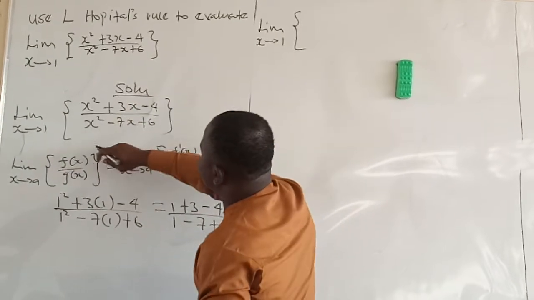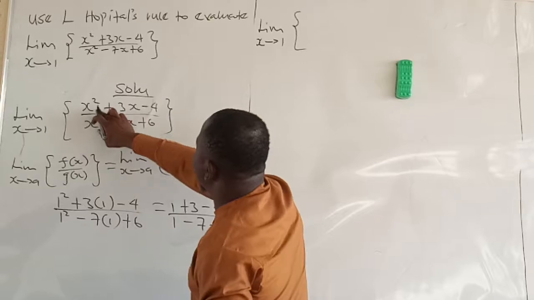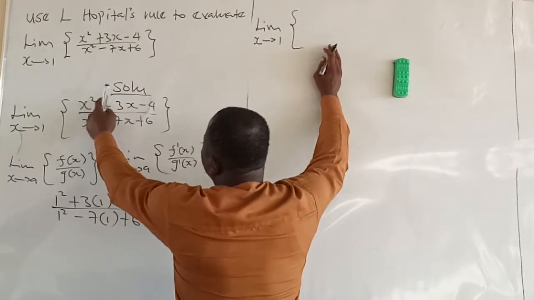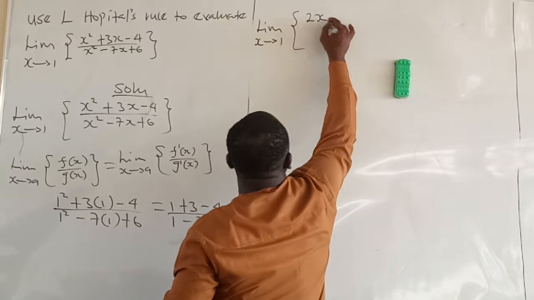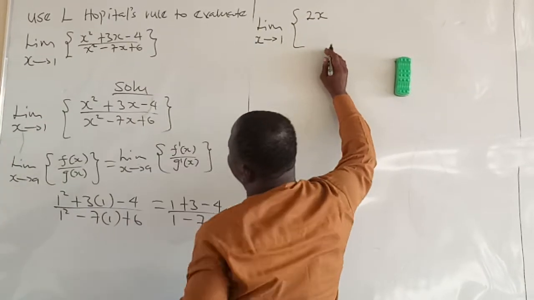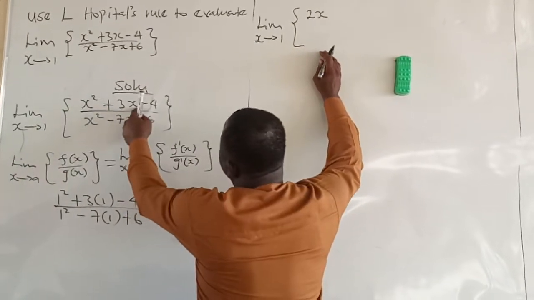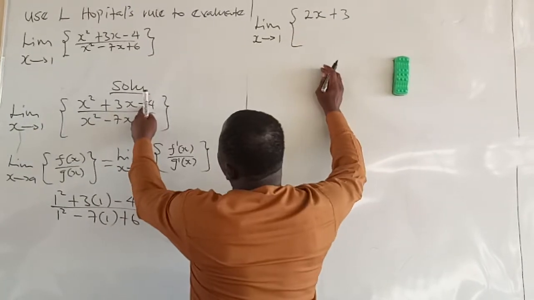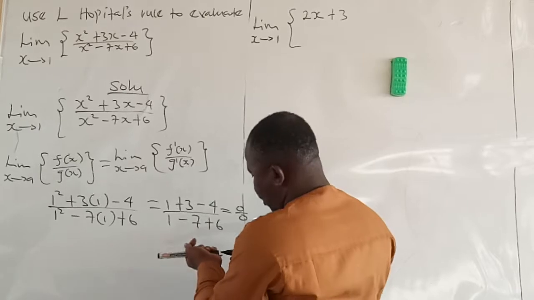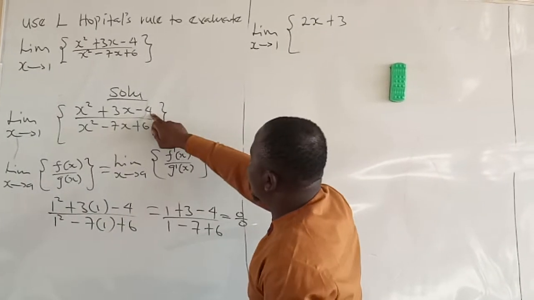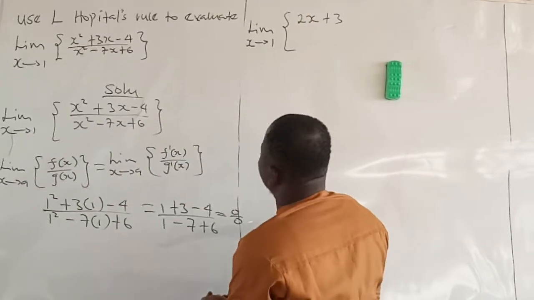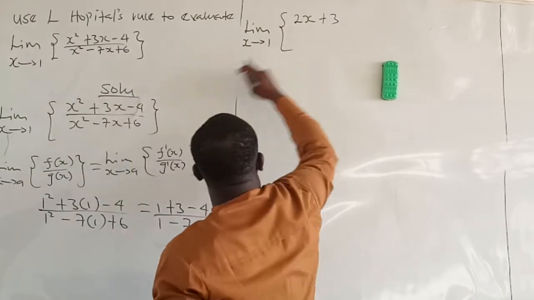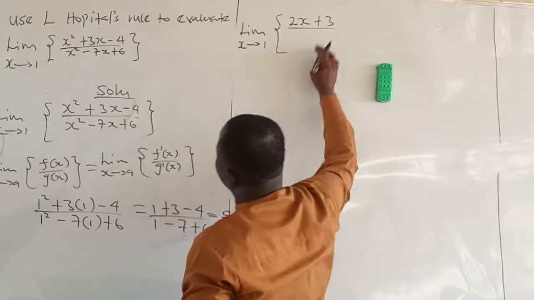It implies that if we differentiate x raised to the power of 2, we are going to have 2x. Is that clear? Then if we differentiate 3x, we are going to have 3. Then if we differentiate 4, note that 4 is a constant, it means it will give us 0. So if we differentiate this function, we are going to have 2x plus 3.